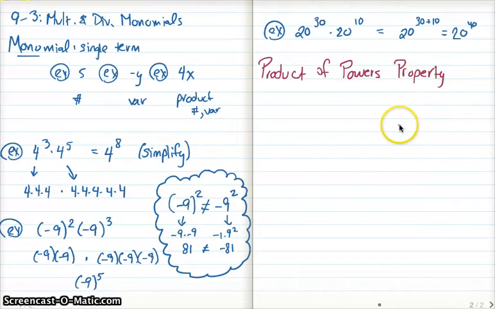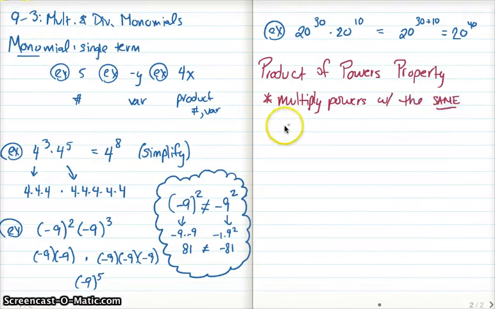So we can multiply powers with the same base by adding their exponents. That's really important: we have to have the same base. You can't combine two powers that have different bases, and I'll show you an example why in just a moment.